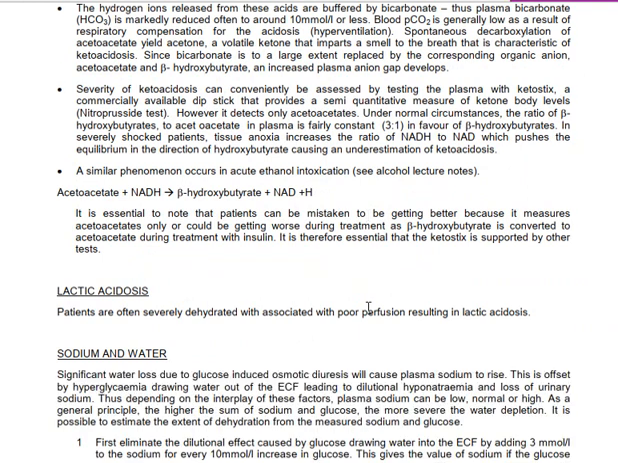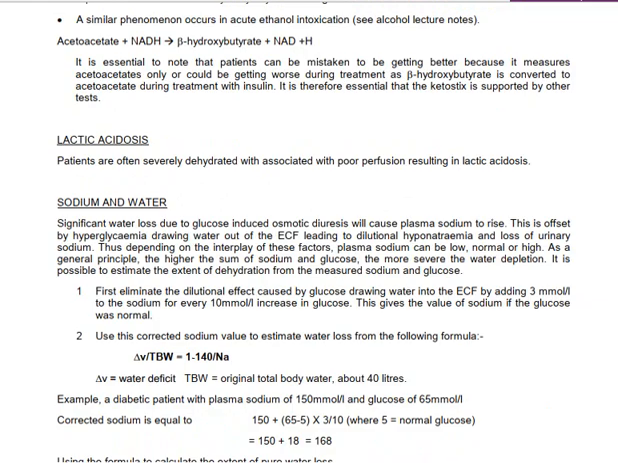So we continue with lactic acidosis. The next part of the tutorial is going to be on lactic acidosis. Patients are often severely dehydrated, associated with poor perfusion resulting in lactic acidosis. Is it clear? So all these are metabolic derangements in diabetic ketoacidosis. We have also lactic acidosis.